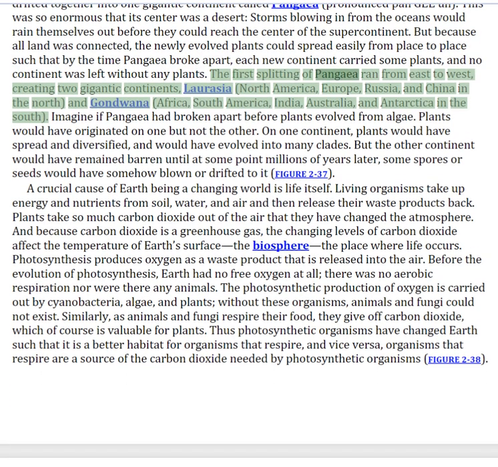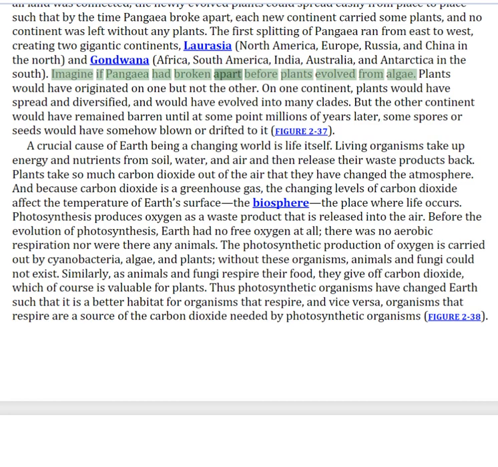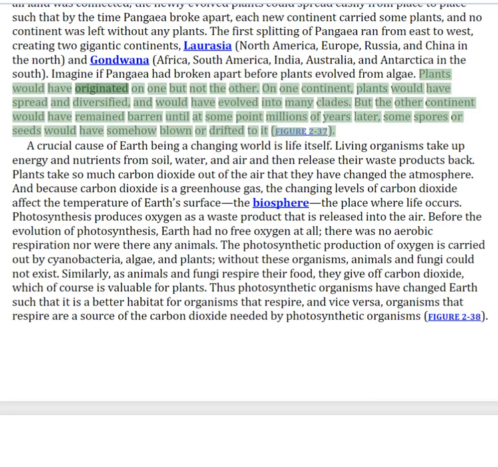The first splitting of Pangaea ran from east to west, creating two gigantic continents, Laurasia and Gondwana. Imagine if Pangaea had broken apart before plants evolved from algae. Plants would have originated on one but not the other. On one continent, plants would have spread and diversified, and would have evolved into many clades. But the other continent would have remained barren until at some point millions of years later, some spores or seeds would have somehow blown or drifted to it.